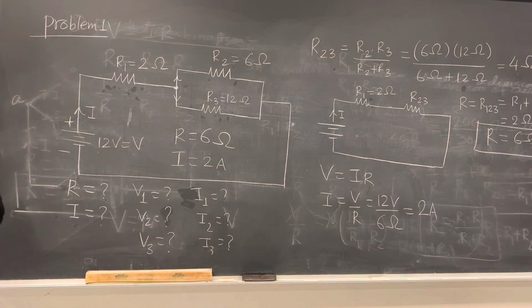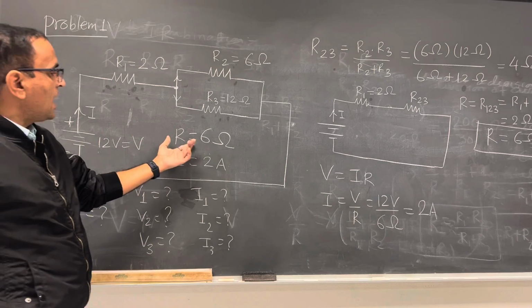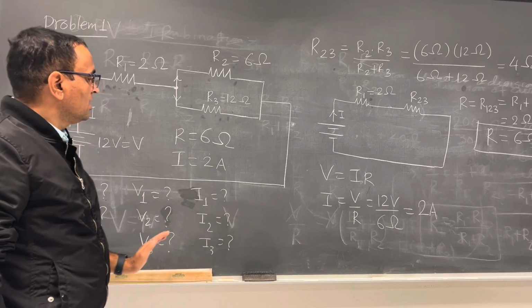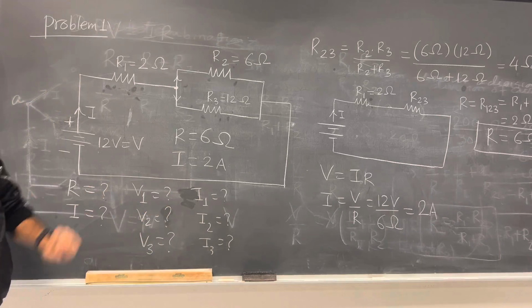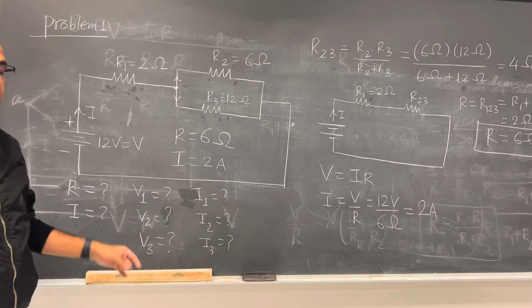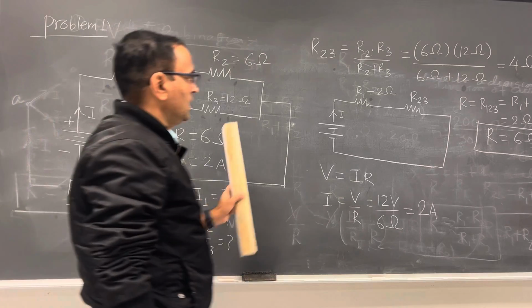Okay, we calculated the total resistance R, 6 ohm, and total current I, 2 ampere. But still we have several things to calculate. We want to calculate I1, I2, I3, V1, V2, V3. So how to do this then?